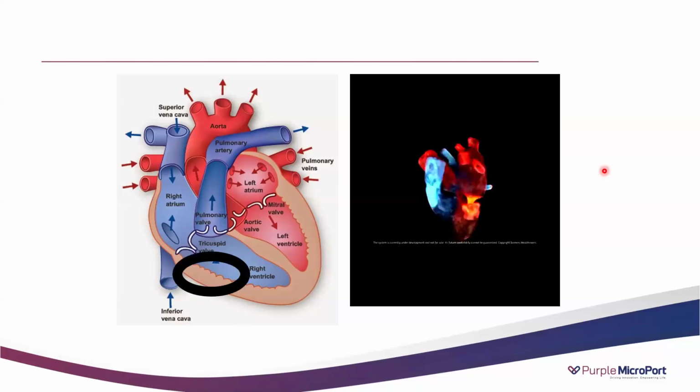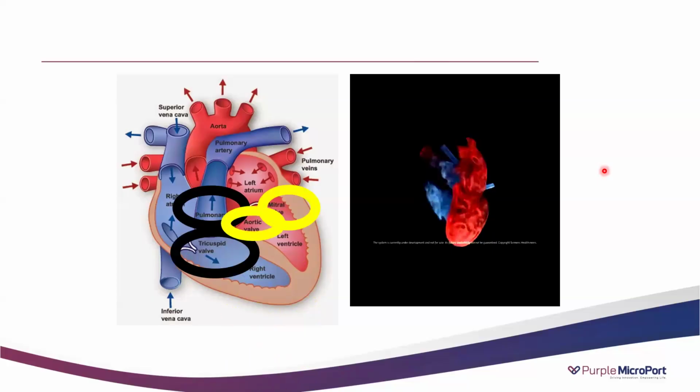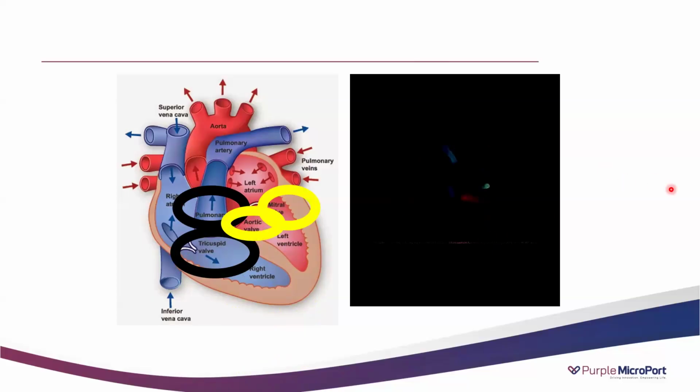The other valves are the pulmonary valve, the tricuspid valve, and the mitral valve, besides the aortic valve. Today we will be talking about the aortic valve, because this is one of the most important valves. If this valve is diseased and left untreated, the chances of mortality go from 30% to 50%.